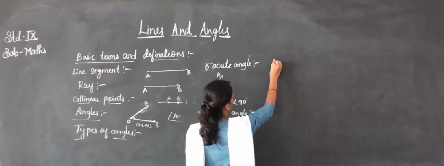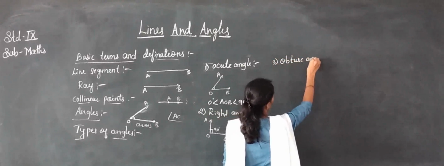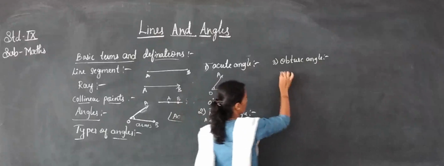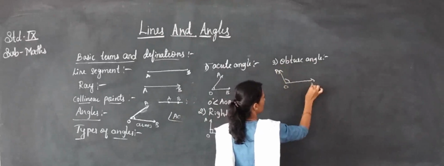So the third one will become the obtuse angle. So what is the obtuse angle? Same, the angle measures. I will draw the angle first. This angle we call the obtuse angle here. Angle AOB is the obtuse angle.